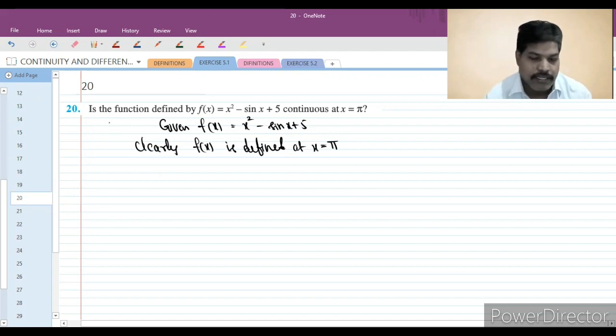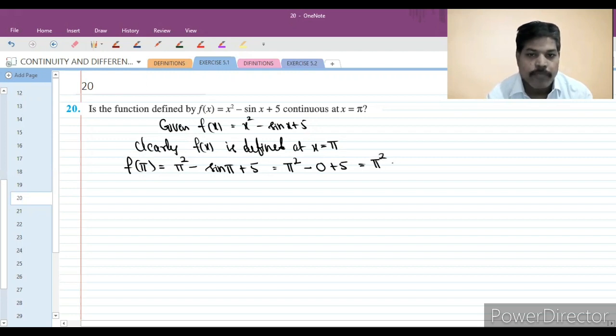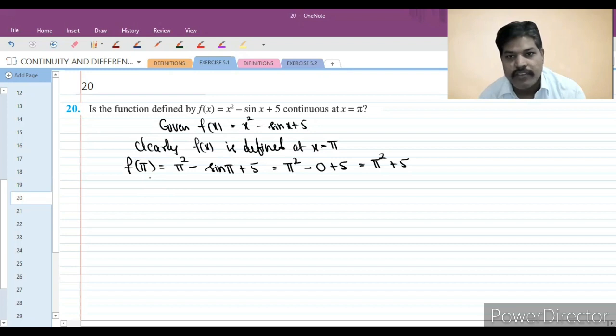Then what we will calculate? f of pi is equal to, what is f of pi, students? f of pi is equal to pi square minus sin pi plus 5. That means pi square minus sin 180. Sin 180 is 0, plus 5. So it will become pi square plus 5. Next we have to prove that the limit exists and it is equal to f of pi.